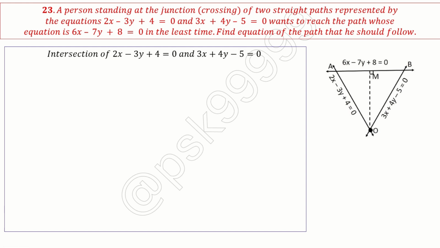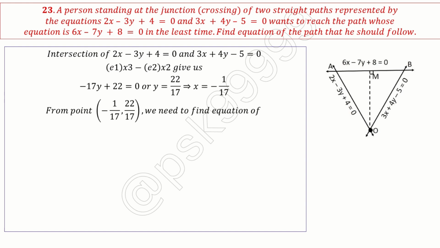So the intersection point of these two lines is nothing but O. So O is (-1/17, 22/17). Okay, so we need to find the equation of this line passing through this point and perpendicular to 6x minus 7y plus 8 equal to 0.